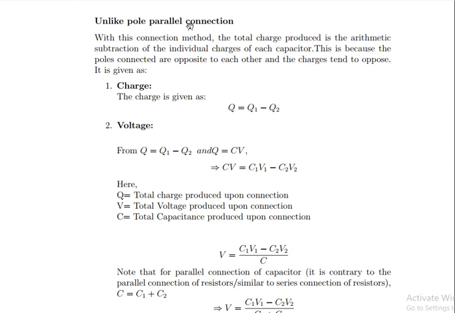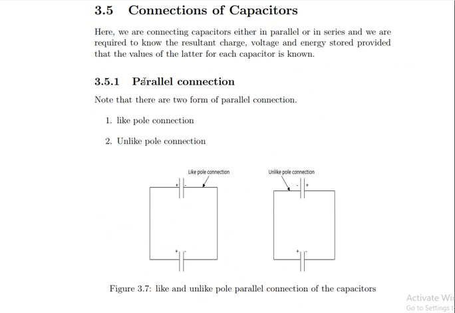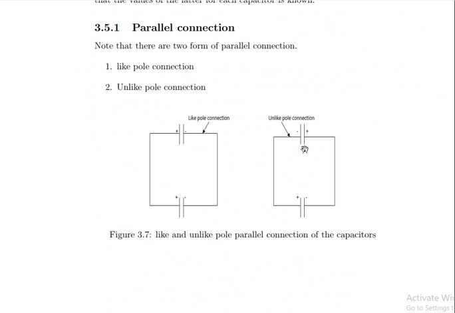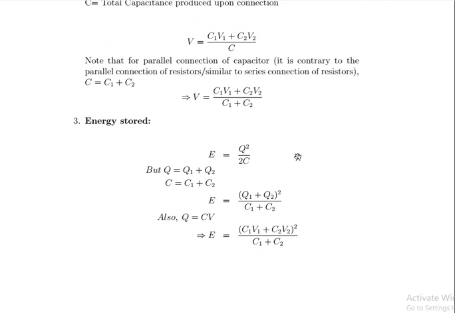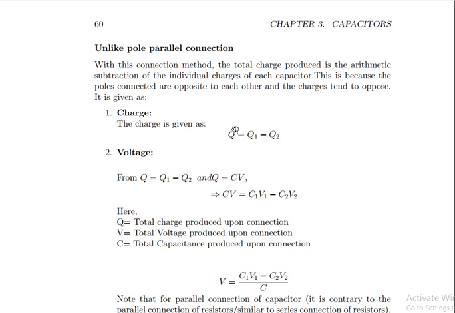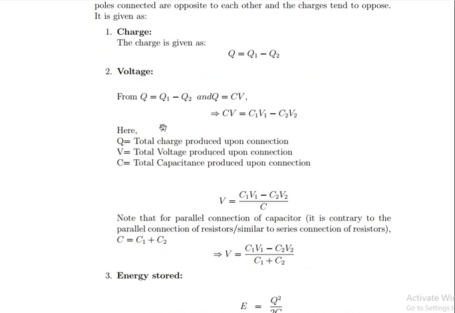Now for the unlike pole parallel connection, let's consider the charge. Here we have a minus connected to this plus, so we see that there is an opposition in this case. Since there is an opposition, the total charge Q is going to be equal to Q1 minus Q2. Now for the voltage, we have Q equal to Q1 minus Q2, and this Q is also going to be equal to CV.